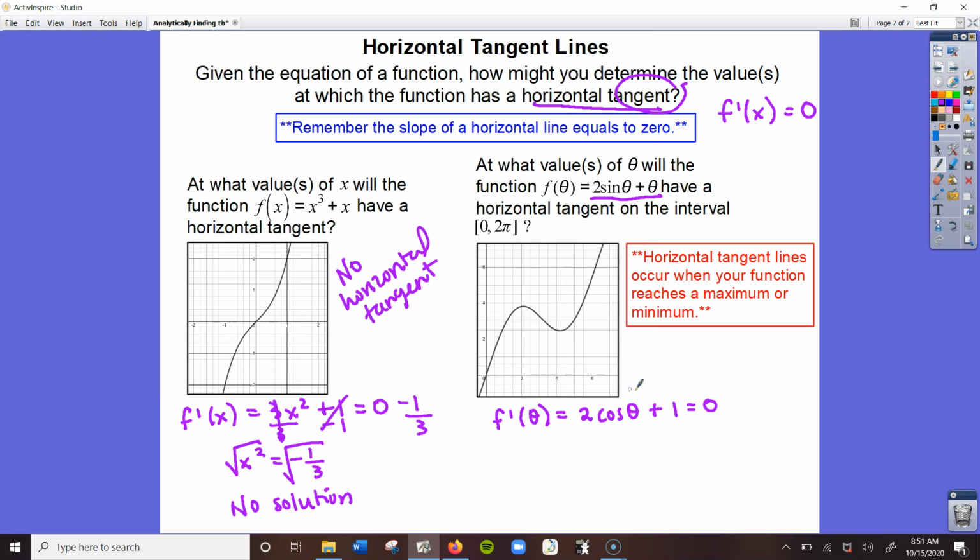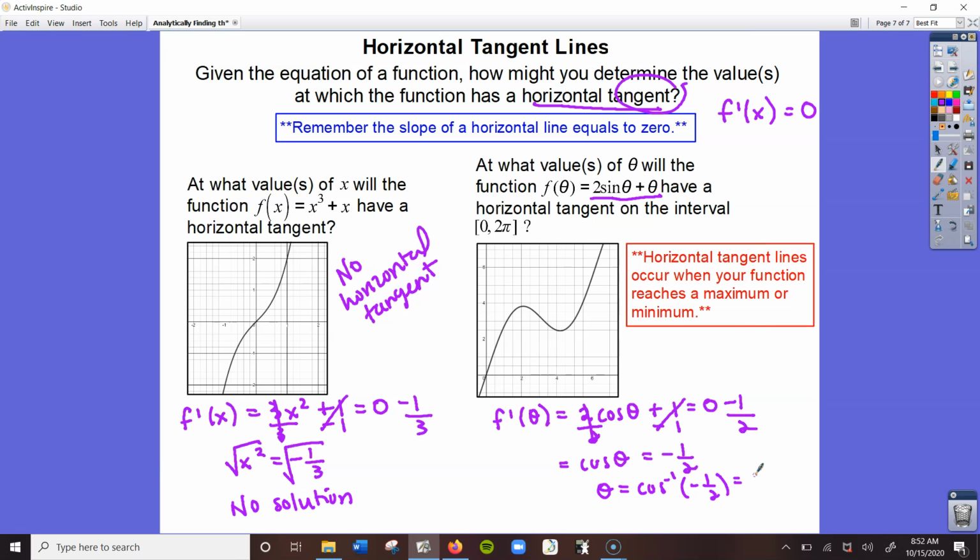And how you do that when you have a trigonometric function is first you want to isolate that trig function. So I'm going to subtract this 1, and divide by the 2. So what I have so far is the cosine of theta is equal to negative 1/2. In order for me to separate the theta from cosine, we would have to apply the inverse of cosine to the other side of my equation. So theta is going to equal the inverse cosine of negative 1/2.